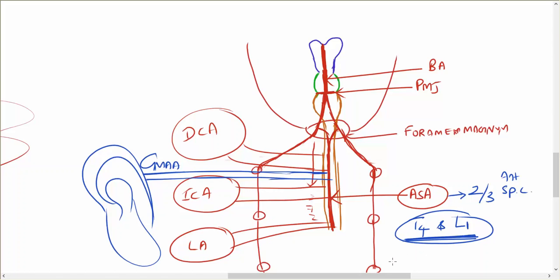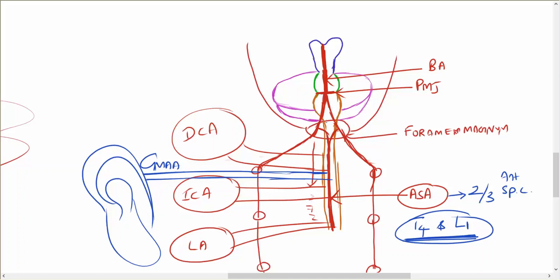Okay, now let us discuss the posterior spinal artery, how it comes. To discuss the posterior spinal artery, I am going to draw another very important structure in the brain. I hope you all know, that is the cerebellum. So this is the cerebellum, and it has superior and inferior lobes.